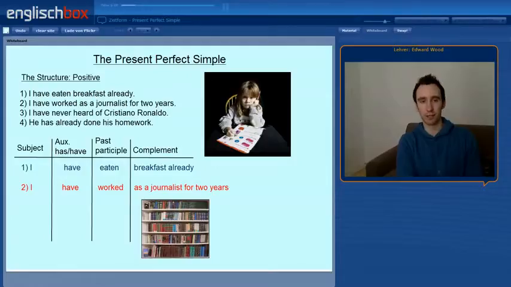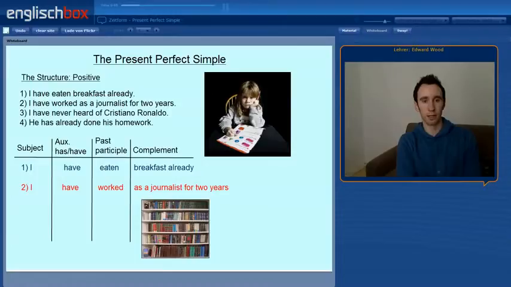So we begin with the subject. So I, you, he, she, it, we, or they, which is then followed by the auxiliary. This is have for the first and second person, plural and singular, and has for the third person, singular. So he, she, it has. This is then followed by the past participle.